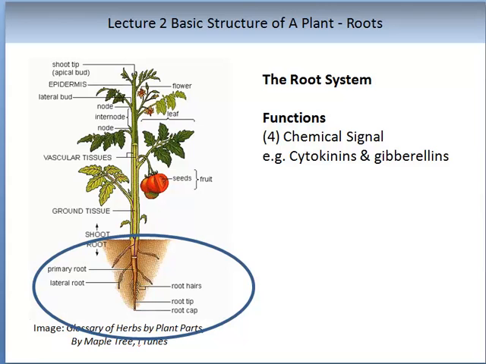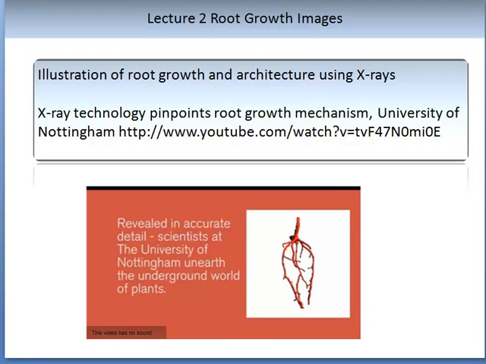These signals can be a consequence of the detection of an abiotic stress, for example a limited amount of water in the soil. Common root chemical signals supplied by the root system include the cytokinins and the gibberellin families. The following link, which can be found on Moodle, is to a video that was obtained using X-rays to give an insight into in situ root development. Please stop the lecture now and watch this video.